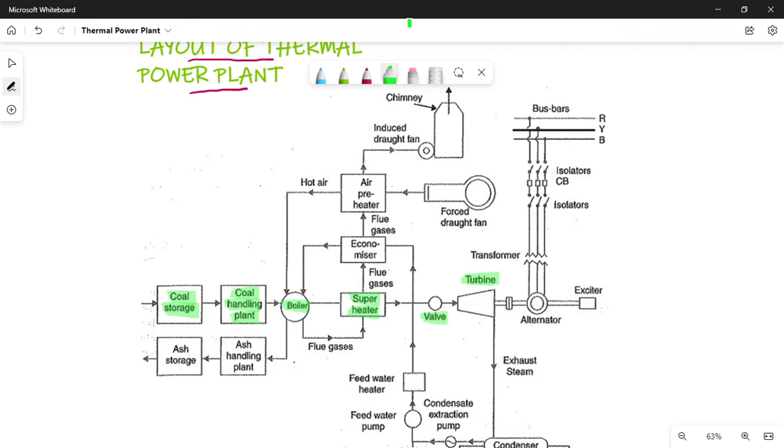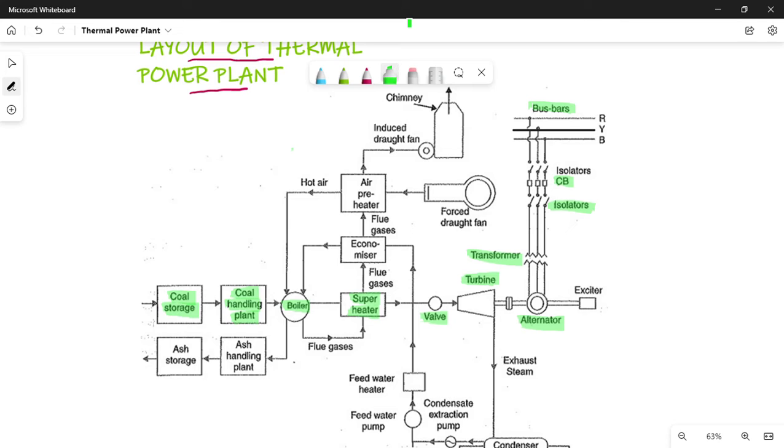The turbine is coupled with an alternator, which is actually a three-phase generator. The three-phase generator or alternator converts the output mechanical energy of the turbine into electrical energy. The output of the alternator is connected to the transformer to increase the voltage level. Then the high voltage is connected to the bus bars through isolators and circuit breakers.